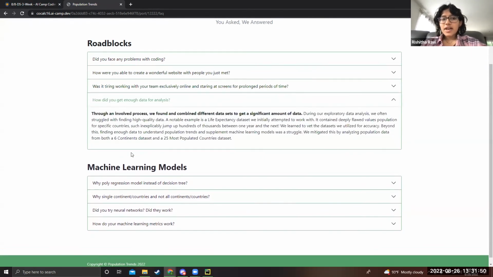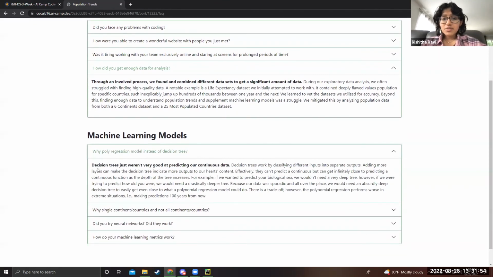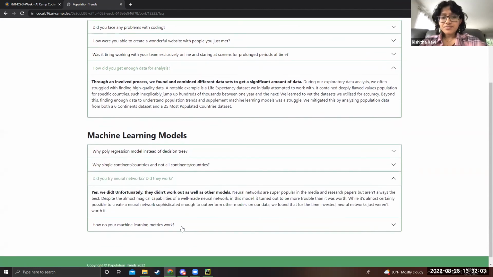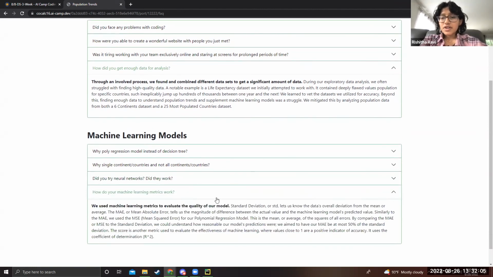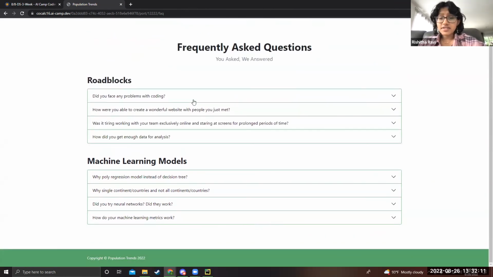Below that, we have a machine learning model section. That goes more in depth into our selection process for our models, because we explored a lot of different models and eventually settled on a couple that we felt would best fit our data. We also discussed some models we ended up not using, and overall this FAQ page is a conclusion and summary of our process during the project.